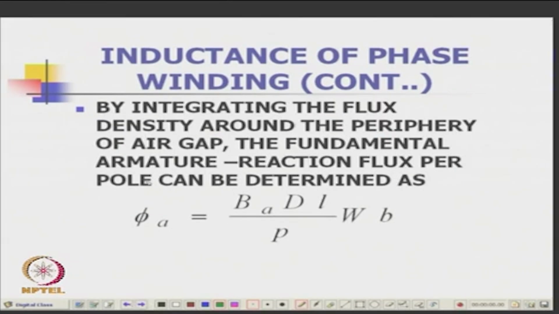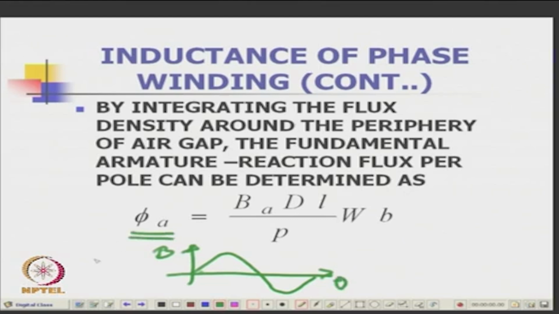Okay. So, this is caused by this current, and these are some constants. Now, what you have is a B which is varying in position. If you traverse through the air gap in one circle, the B varies at different positions theta. So you have to integrate the flux density over the periphery of the air gap. This gives the fundamental armature reaction flux per pole.